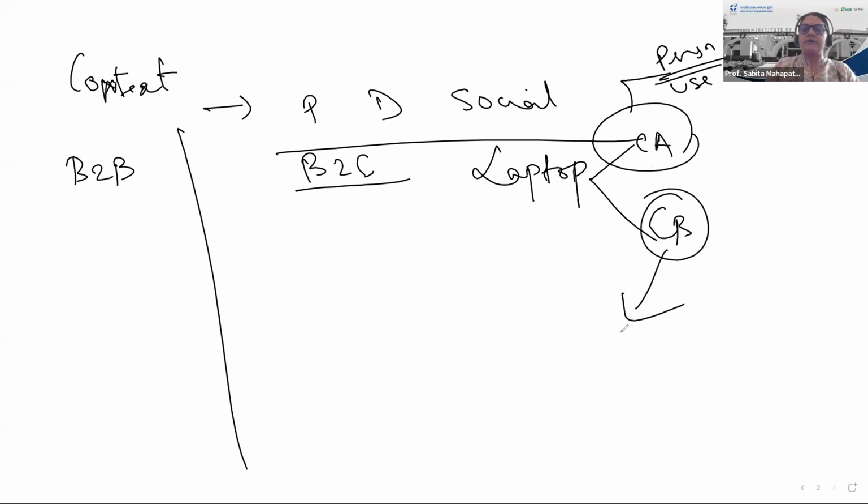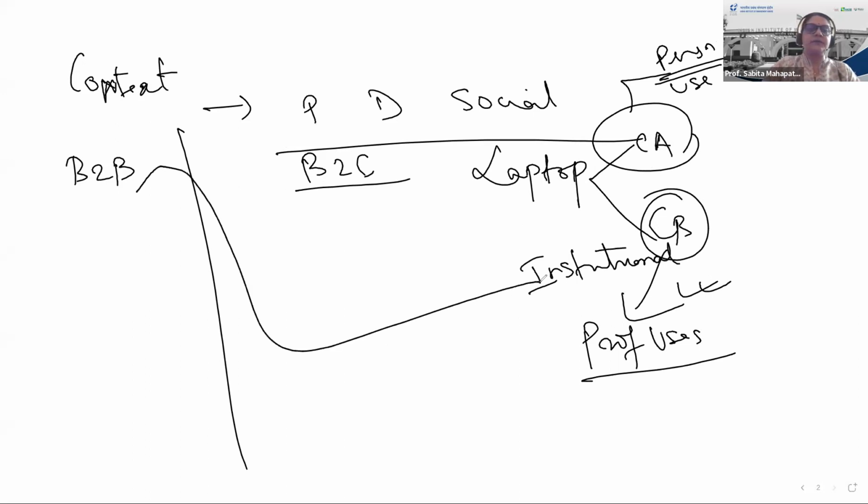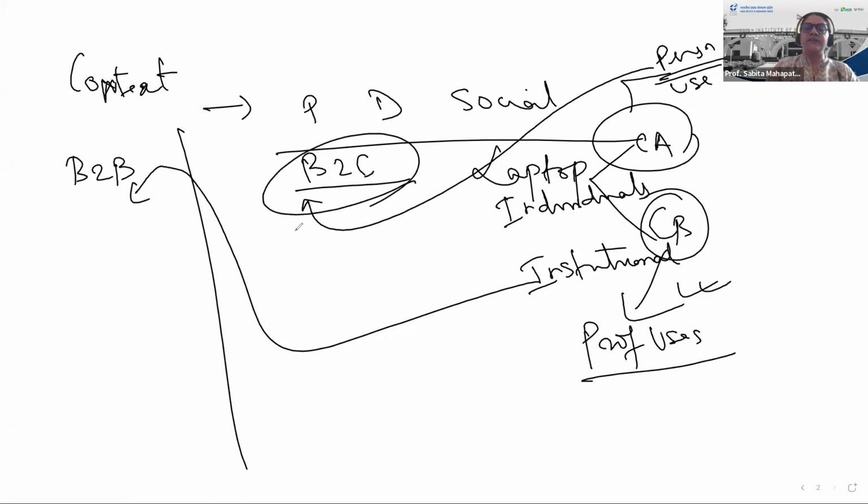Customer B is a customer who is buying a laptop for professional use. So this customer is institutional, which belongs to B2B, and this customer is individual and belongs to B2C category. Hence, should I be pitching, approaching, using the same salespeople for customer A vis-a-vis customer B? The answer is no.